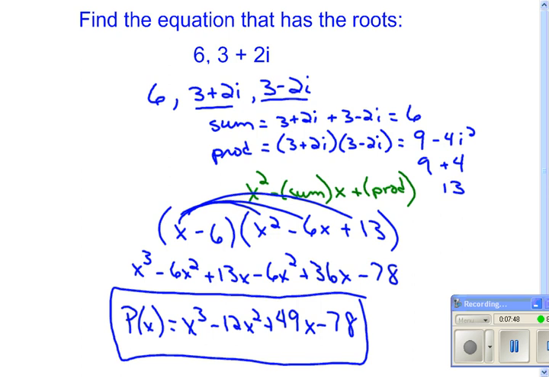If you were to check that one on a graphing calculator, since the only real root is 6, it should only cross the x-axis at positive 6. But that is why you would want to know method 2, because you don't really want to multiply out the quantity x minus the quantity 3 plus 2i times x minus the quantity 3 minus 2i. You would rather just do this sum and product and get that quadratic.